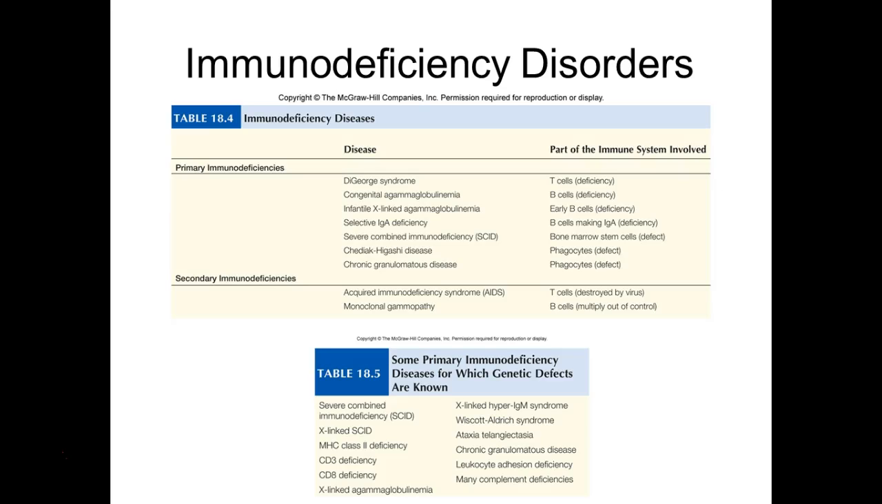So examples of primary immunodeficiencies range from the most severe, which would be something like severe combined immunodeficiency, which is commonly abbreviated SCID. And this is where the bone marrow stem cells are defective. So you're not getting functional B cells and T cells. You basically have no adaptive immunity. This is typically what's referred to as the bubble boy.